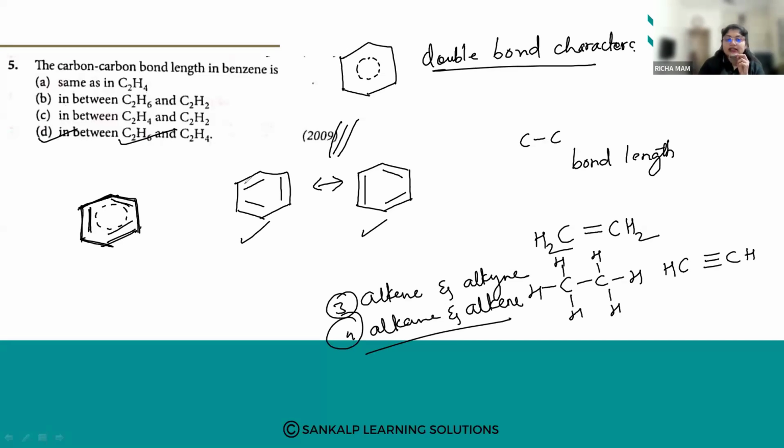Why? Because alternatively double bond and single bond is present, but the electrons are delocalized. As the electrons are delocalized, the bonds are the same. As the bonds are the same, they all have double bond character. So as they have double bond character, the bond length will lie between alkane and alkene. Is it clear?